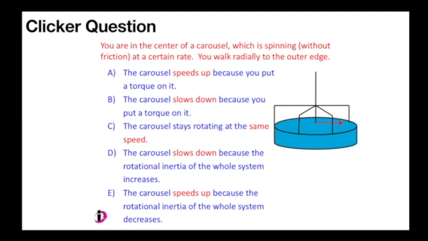So now I'm the carousel, and the weights are me, and the carousel's spinning, and then I start walking radially outward, and I slow down. Yeah. Okay, so that's right.